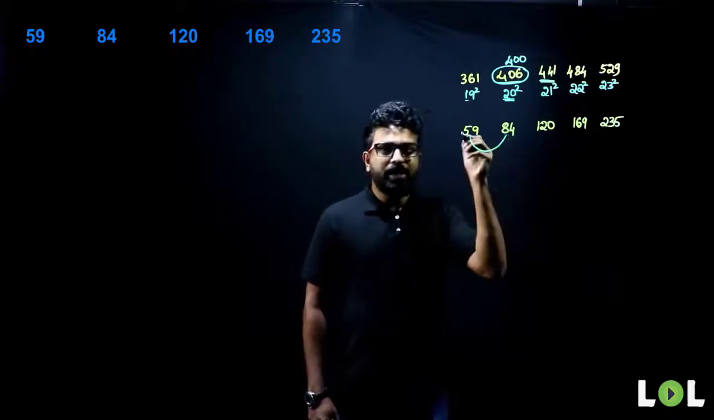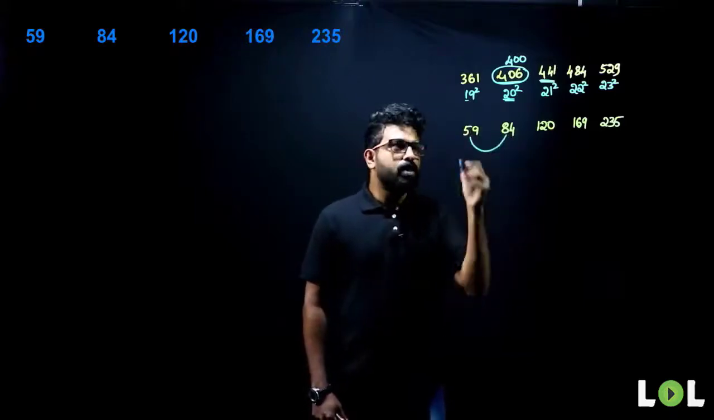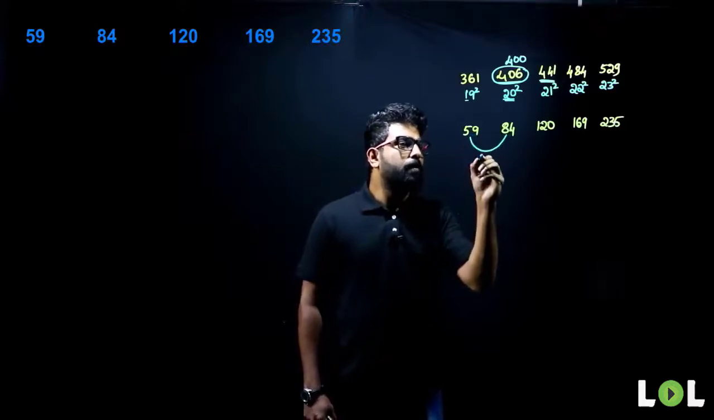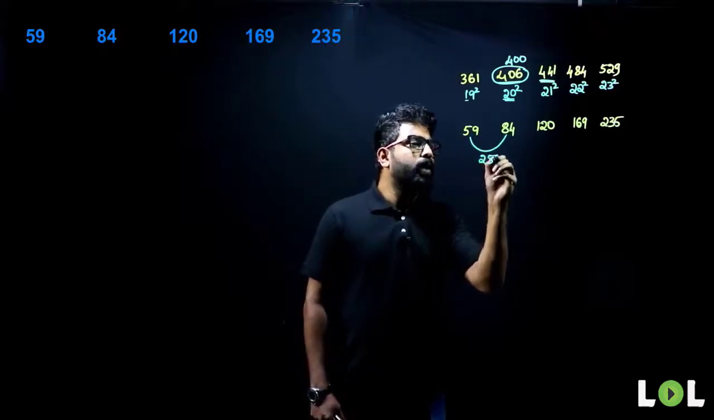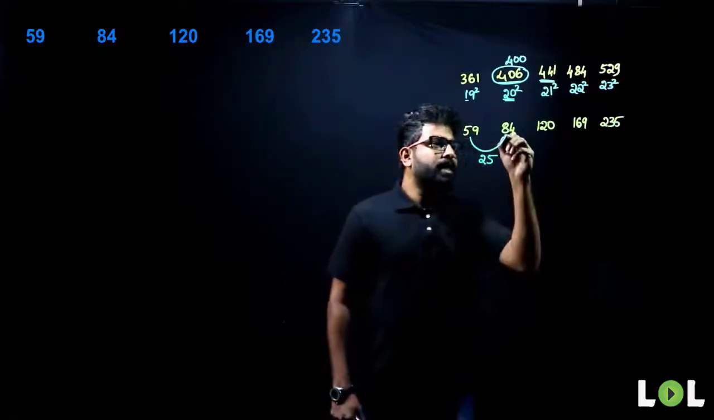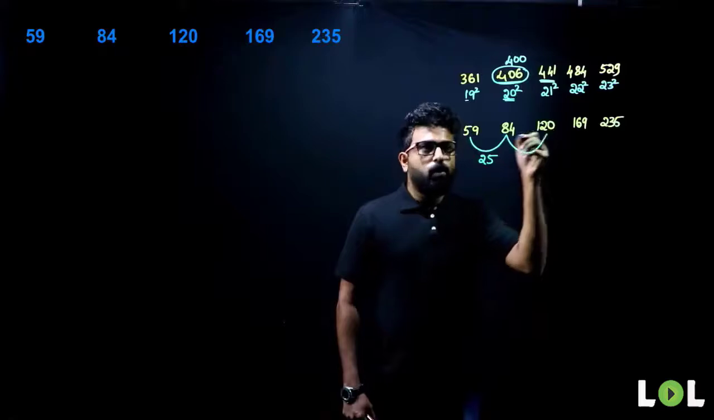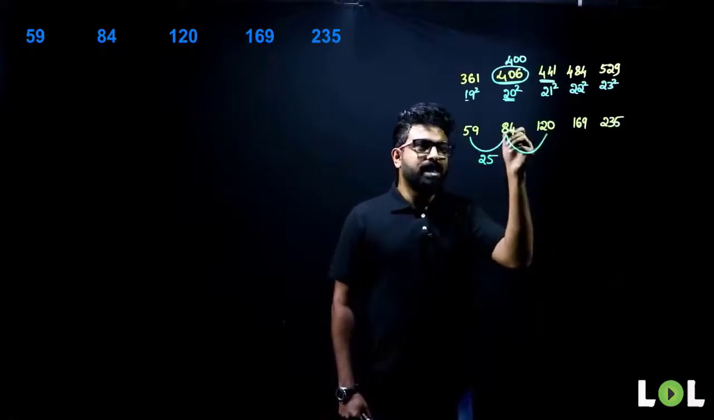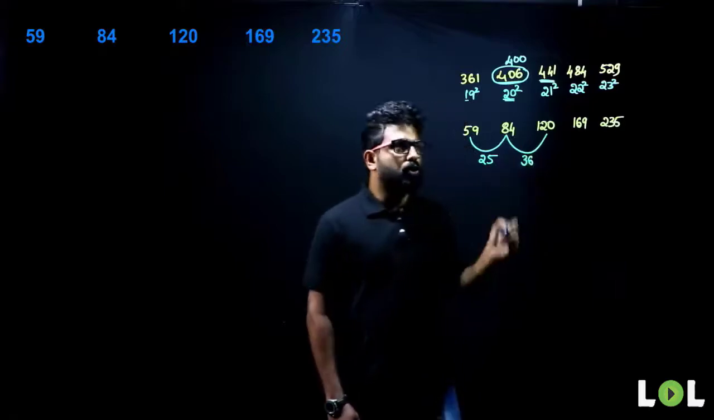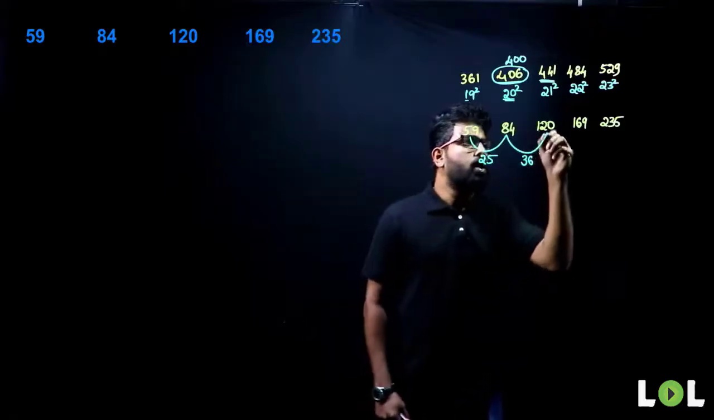When I start taking the difference between 59 and 84, what do I get? 59 plus 5 gives me 64, plus 20. So if I add 25 to 59, I get 84 here. So let me check. From 84 to 120, what do I need to add? 84 plus 6 gives me 90. 90 plus 30 gives me 120. So 84 plus 36 gives me 120.